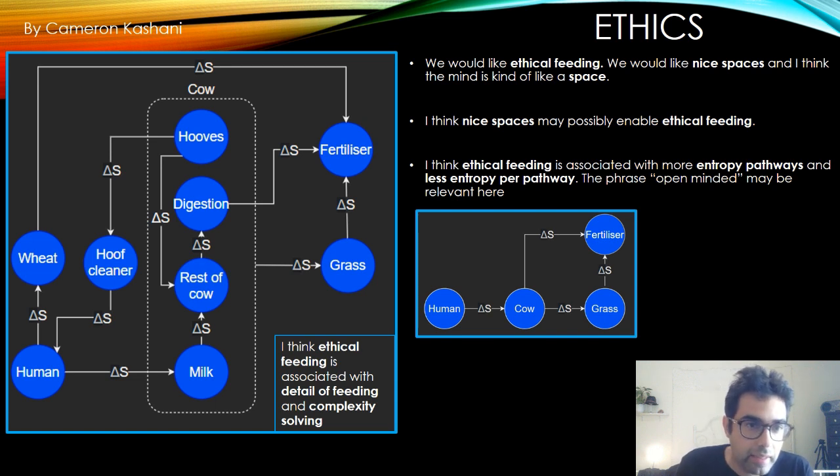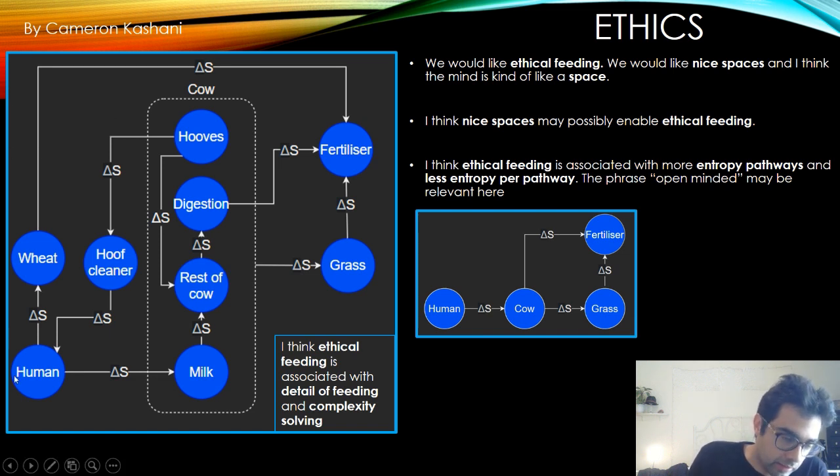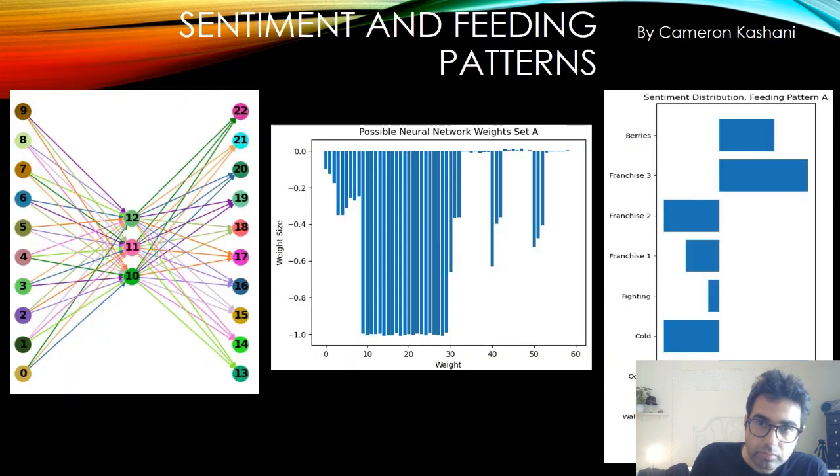So you'll notice the flow diagram on the left may be possibly depicting more ethical feeding, as there seems to be more detail. So in this case, the human node may be feeding off milk and wheat, as compared to the predatory side in terms of the right image, the predatory feeding where the human directly consumes the cow, which may be associated with the more predatory type of feeding.